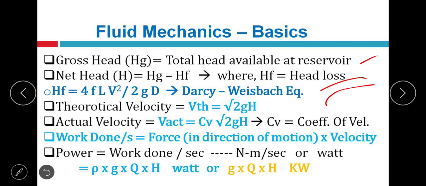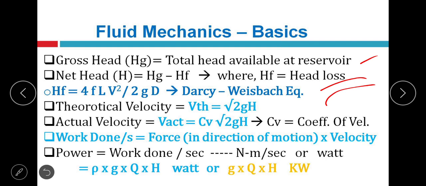Theoretical velocity V theoretical is equal to under the root 2gH. We know it. Actual velocity V actual is equal to Cv multiplied by under the root 2gH, which implies Cv is equal to the coefficient of velocity, where Cv is the coefficient of velocity.